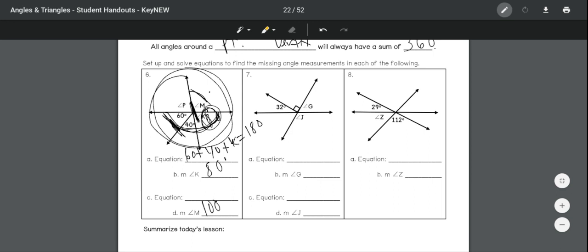Okay, on this one, you're trying to find angle G. So you need to use this and this to help you. I want you to try it and then show me. And then you find J. So you can either use supplementary that equals 180, or you can use vertical angles. But remember, if they're vertical, they have to form a bow tie. So, for example, 32 is not vertical to J. J would be vertical to 32 and the 90-degree angle. So give them both a try.